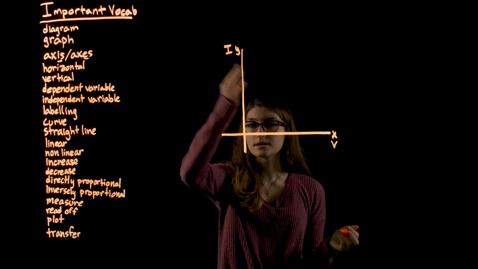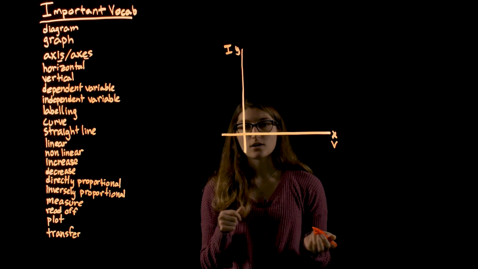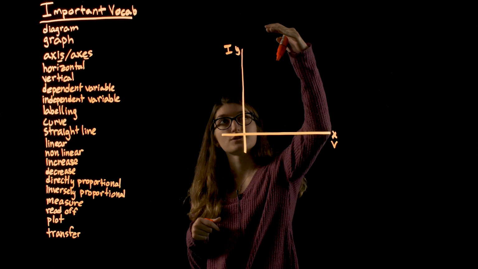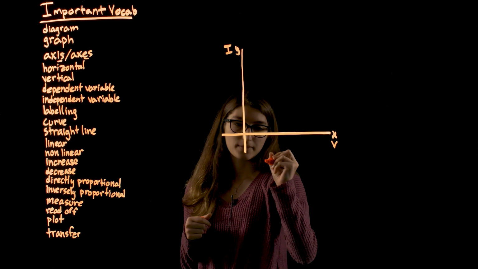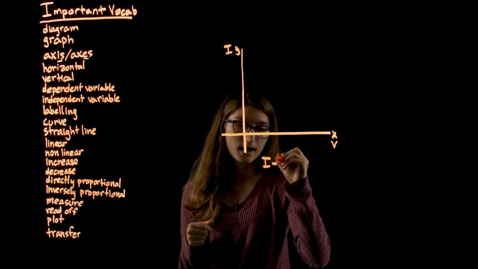So I've already started to label my graph, and all that's missing is a title. You can either put your title up here or down here. I'm going to label mine down here. It's IV graph.